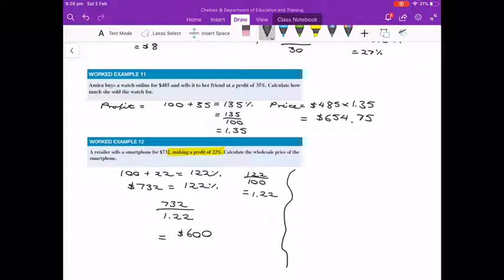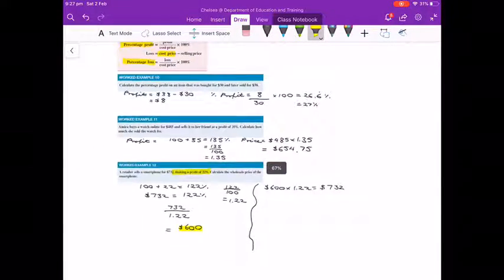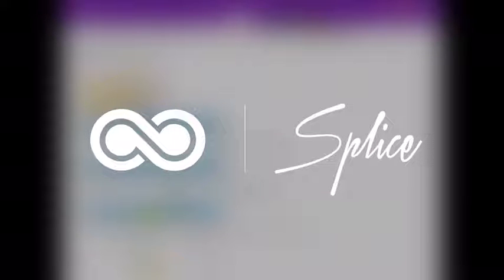So if the smartphone was $600 with a 22% increase, the answer should be 732. And that's how you can check if your percentage profit has worked to take it back to an original. And that is how you calculate percentage profit and loss in contextual situations.